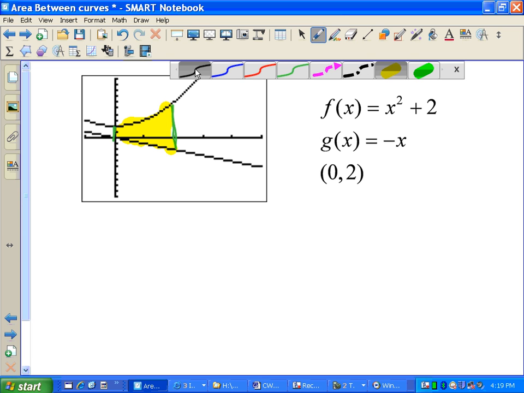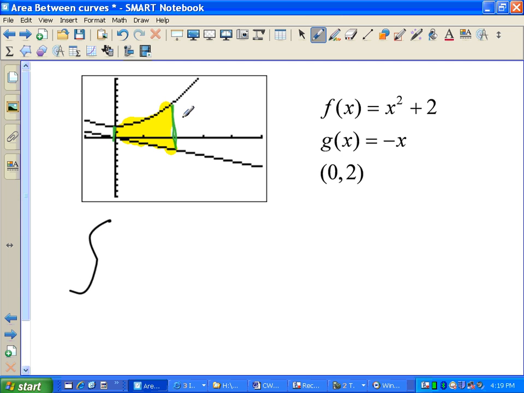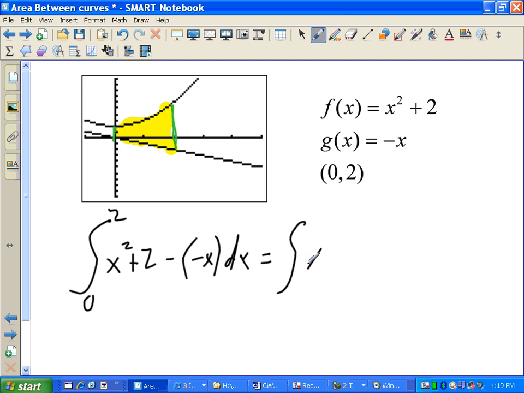So if we're going to integrate this, we're just going to integrate the upper function, f of x, x squared plus 2, subtract the lower function, dx, and we're going to integrate from the lower limit 0 to the upper limit 2. As we work our way through that, we want to simplify this a little before we integrate. This turns into x squared plus x, because of the double negative right here, plus 2 dx. And integrate again from 0 to 2.